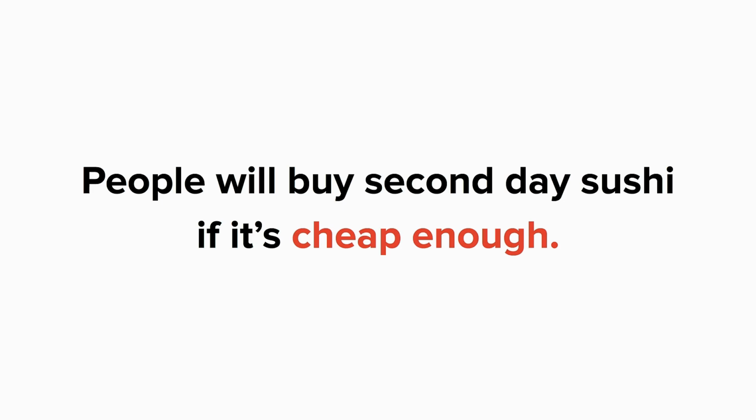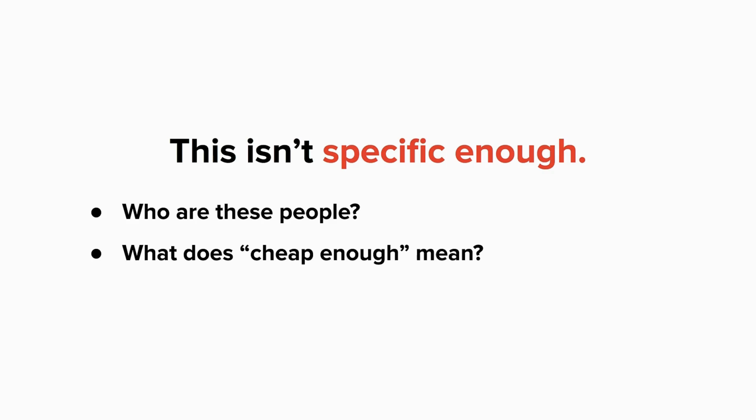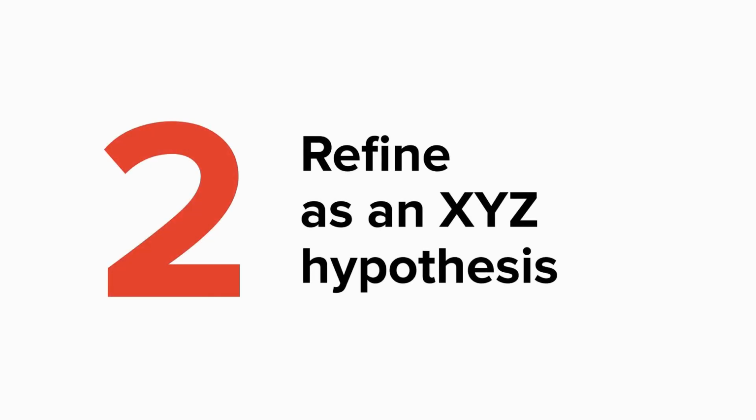Now that sounds pretty good, and that's normally how you would put statements together if you're brainstorming. But the problem with this is that it's not specific enough. Who are these people, and what does cheap enough mean? We need to be more specific, and this is where we use the XYZ hypothesis format.